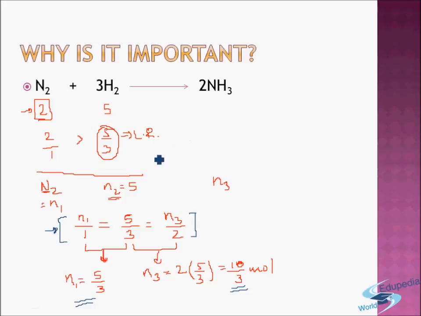Another quantity that you can calculate here is the amount of nitrogen left in the container. We know that after the final reaction, that is, after the reaction is complete and the experiment is over, the hydrogen left over will be 0. This 5 will turn to 0, and this NH3 which was 0 initially will turn to 10 by 3.